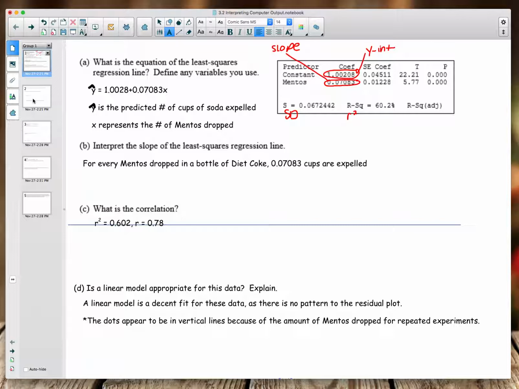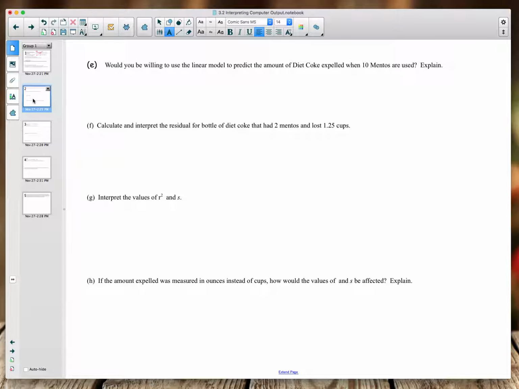Okay, all right, so moving on. Would you be willing to use the linear model to predict the amount of Diet Coke expelled when 10 Mentos are used? Well, if you think way back to the beginning of chapter 3 that we did before Christmas, the most amount of Mentos that we dropped were 5. So if it's talking about dropping 10 Mentos, that's going to be your extrapolation, and it's outside of our data. So you can describe it those 2 ways. We'll just go ahead and explain that.